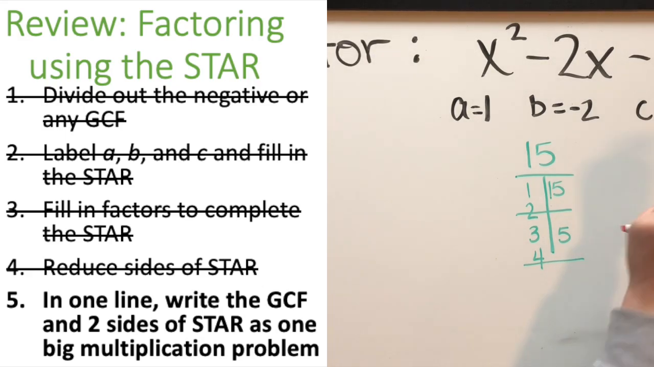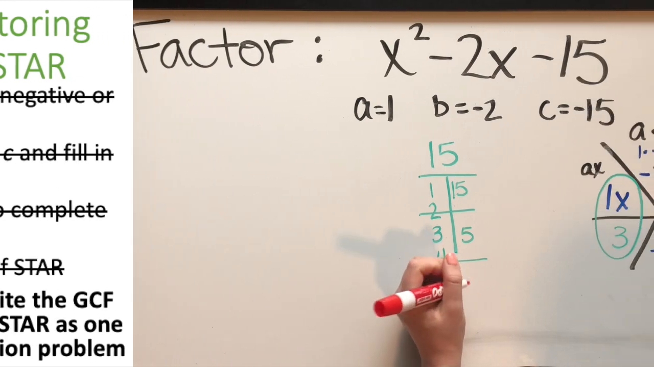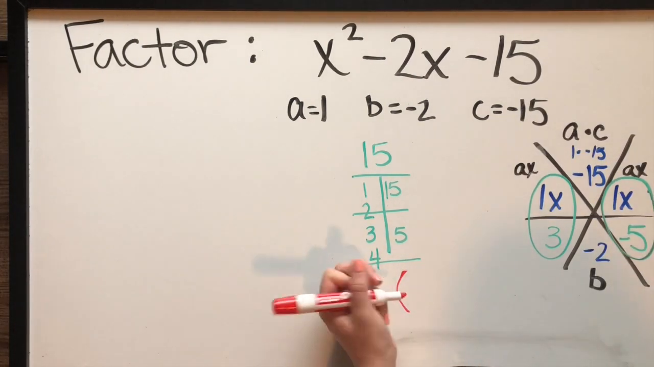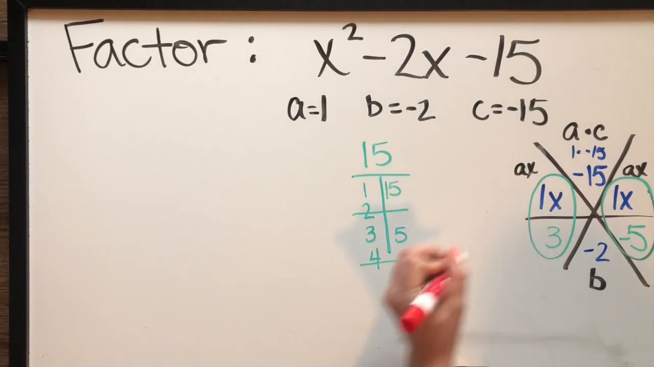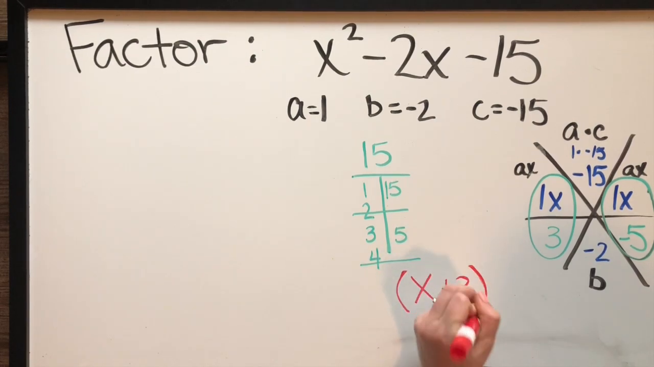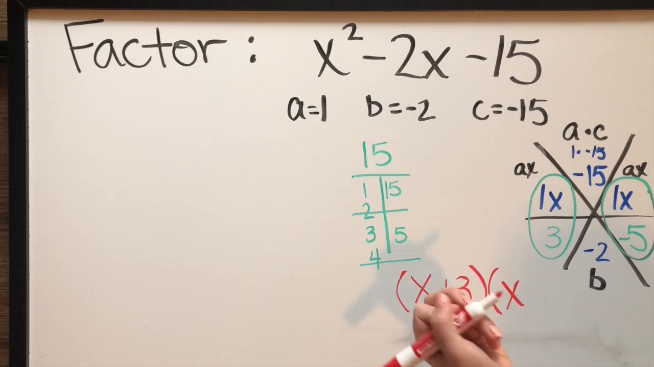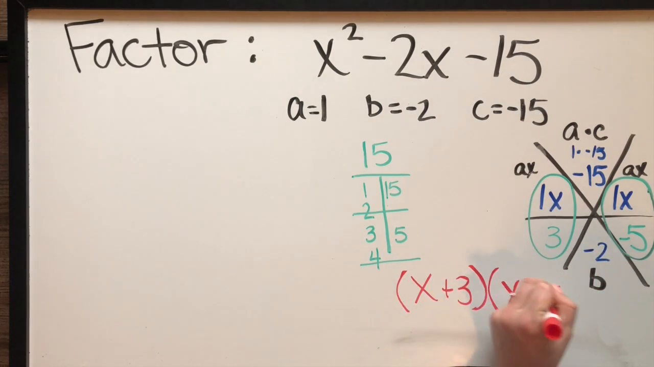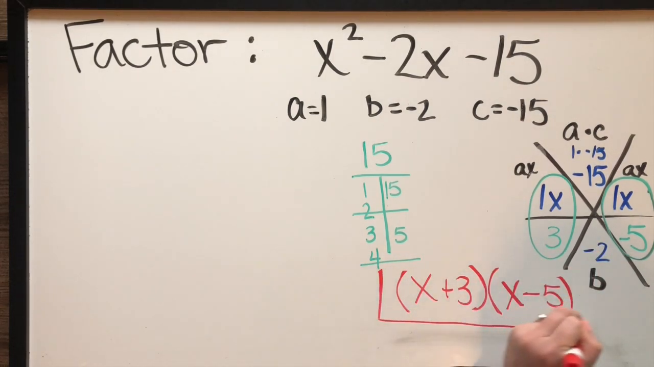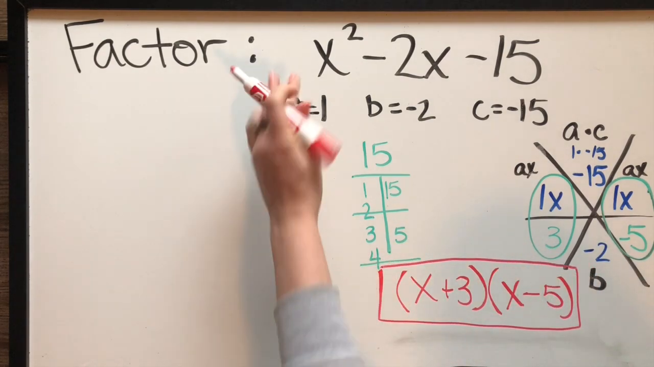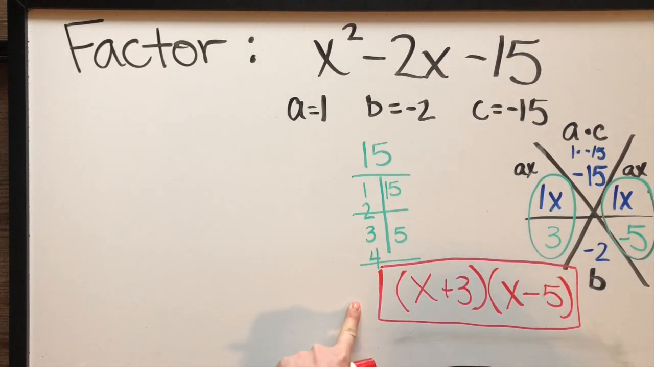So this first side, 1x and 3, is going to create my first factor. So it can be 1x, and then it's a +3. The other side is 1x and -5, so the 1x goes first, and then I subtract 5. So this is your final answer. We have factored this polynomial into an equivalent expression.